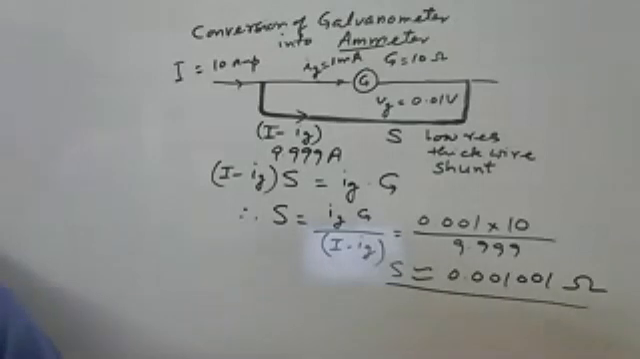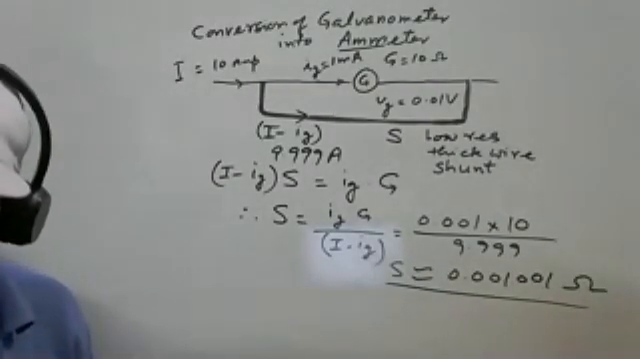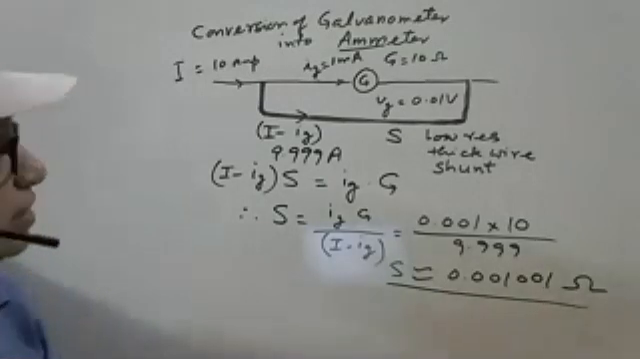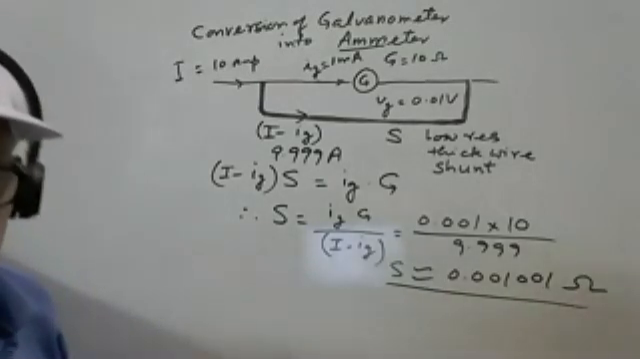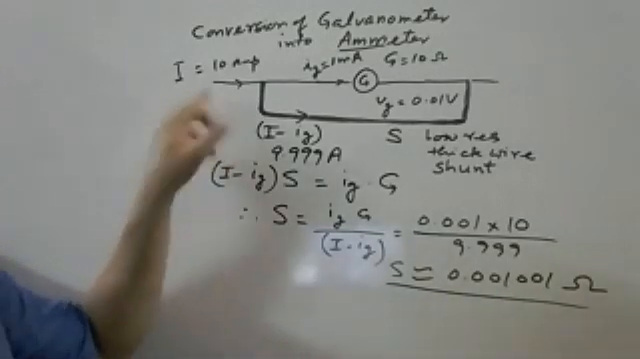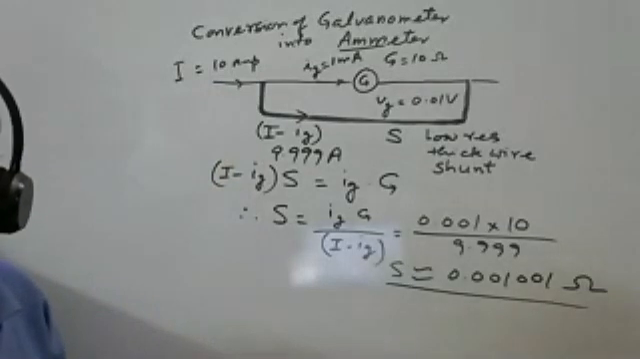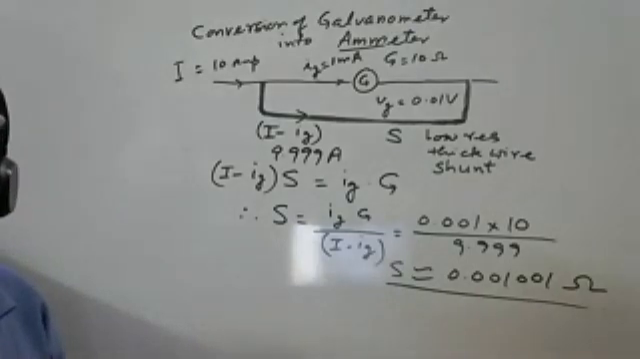If we connect this resistance across the galvanometer coil, what will happen? We can measure even 10 ampere current. Suppose we want to measure 20 ampere current, or 100 ampere current, the shunt value must be changed. Okay?